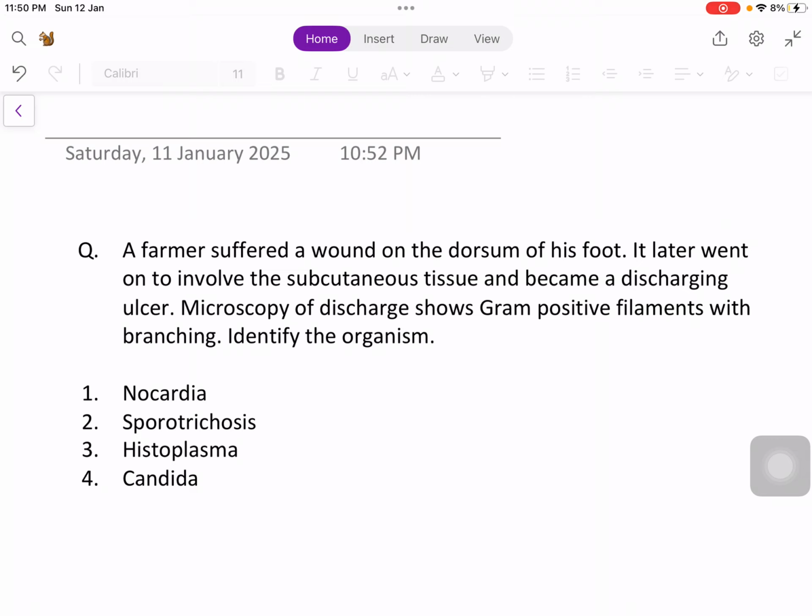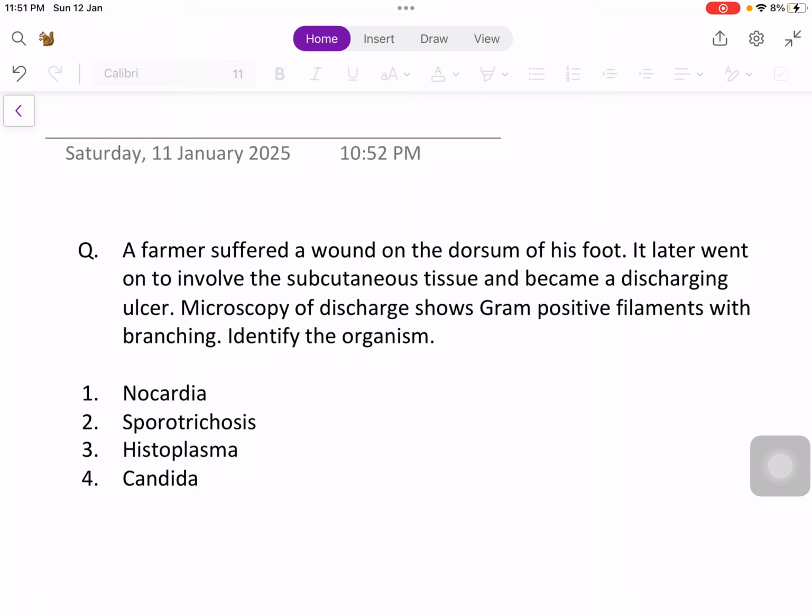The involvement of subcutaneous tissue and the presence of a discharge points towards the diagnosis of mycetoma. Mycetoma shows a triad of manifestations, that is, swelling, multiple discharging sinuses, and granules coming out of those sinuses.